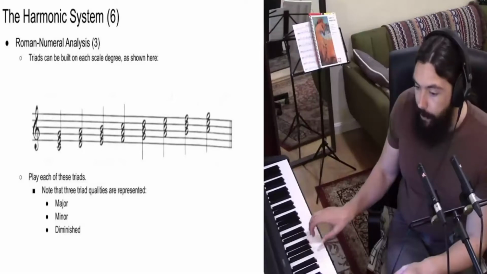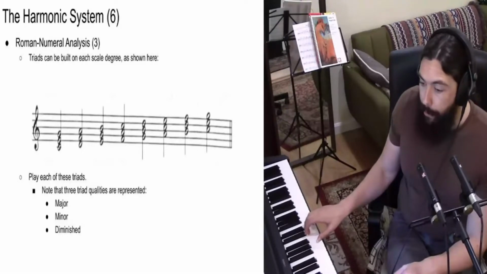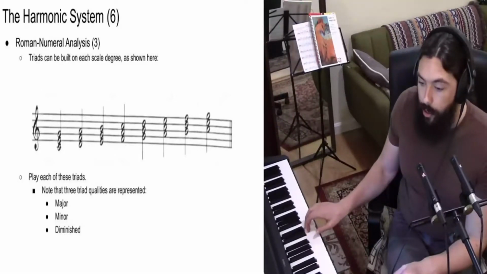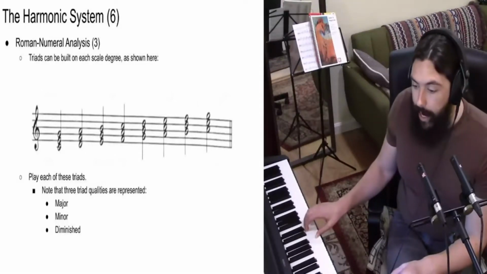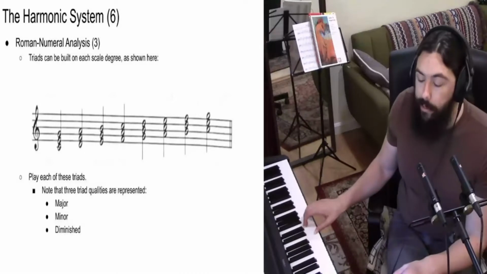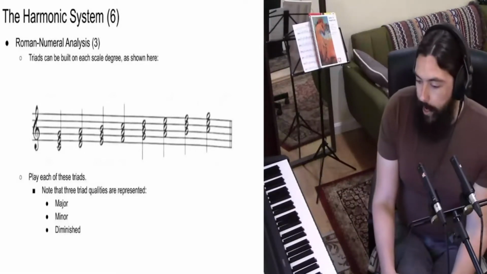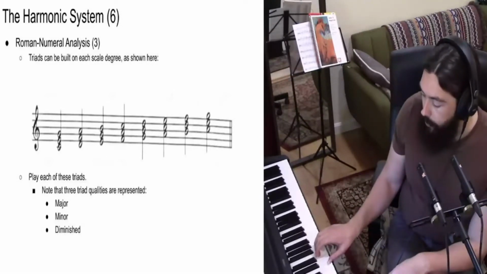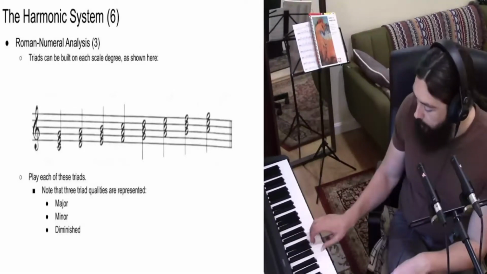Then the 4th scale degree will be F major, the 5th scale degree will be G major, 6th scale degree A minor, and the 7th scale degree is going to be B diminished. And then finally the 8th scale degree, we're back to C, our tonic chord again. If you can play each of these triads, it's just all white keys. If you have a keyboard, you're just moving up the scale one by one.